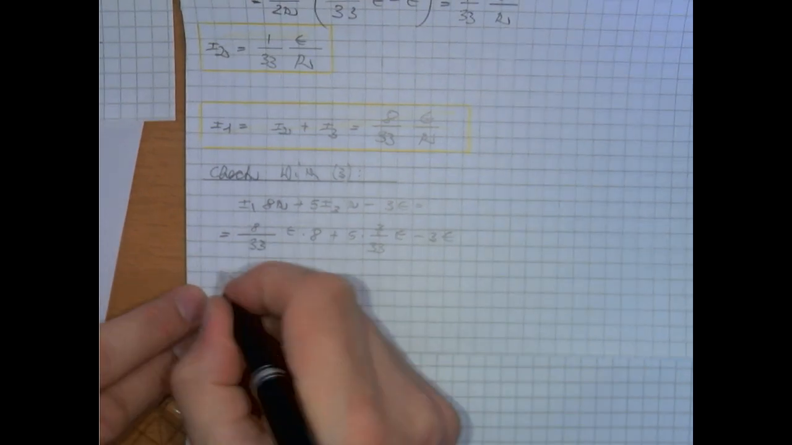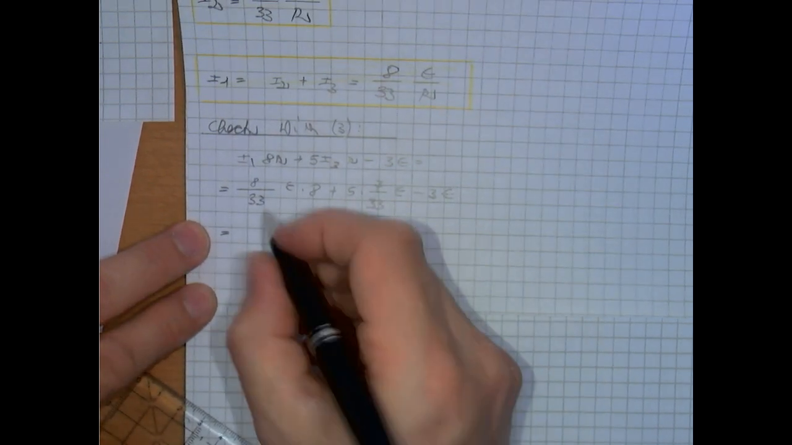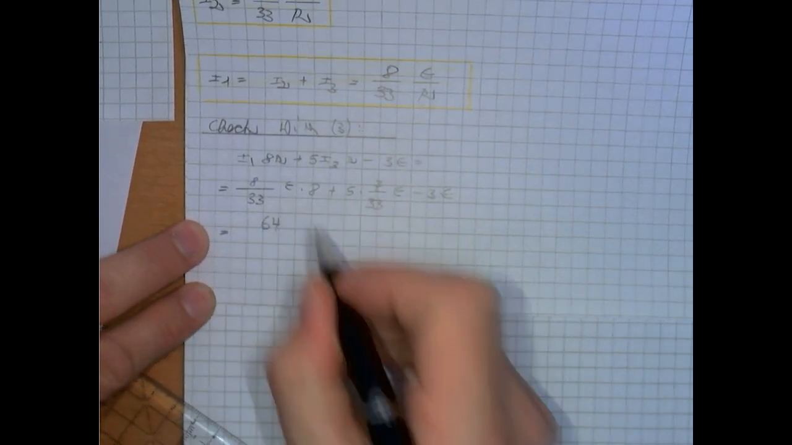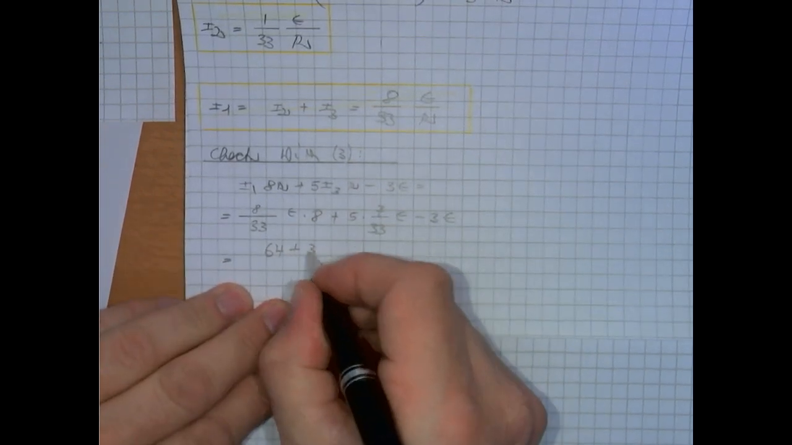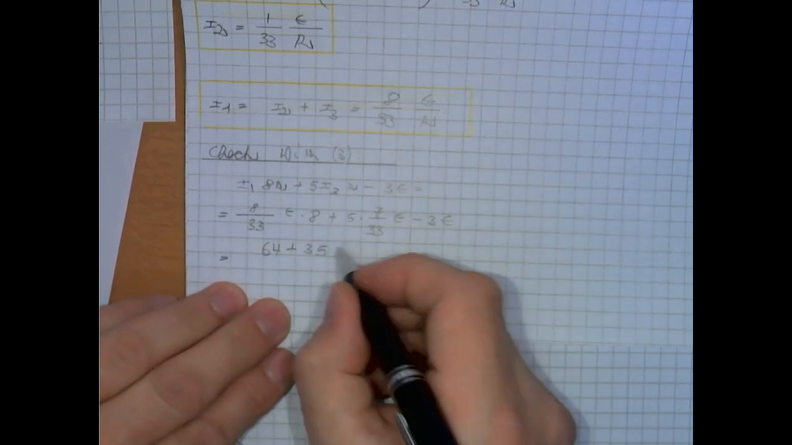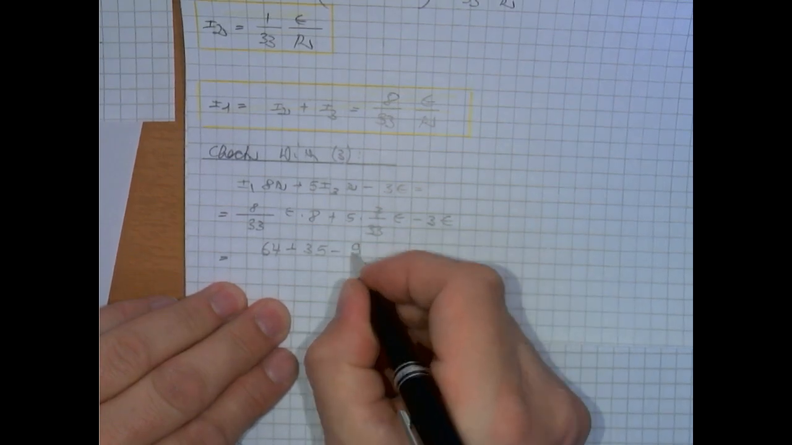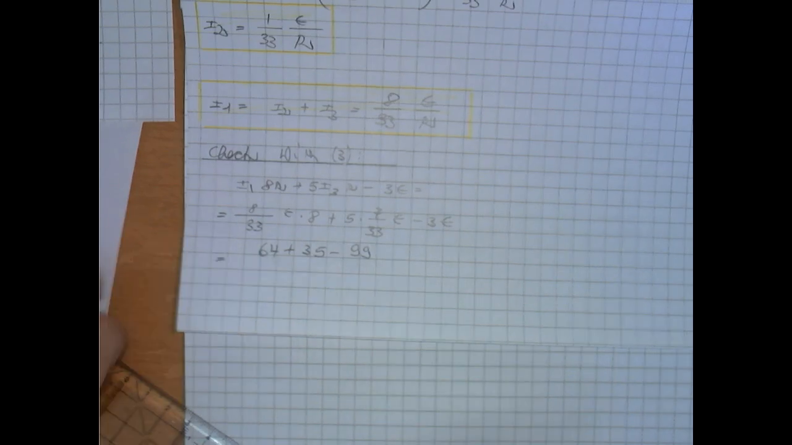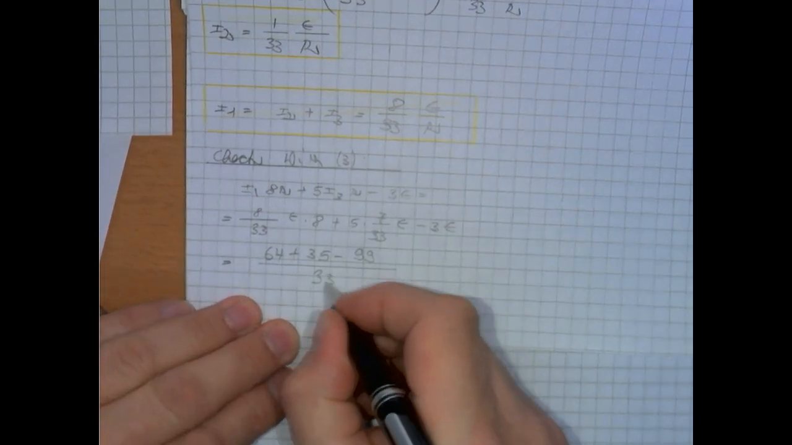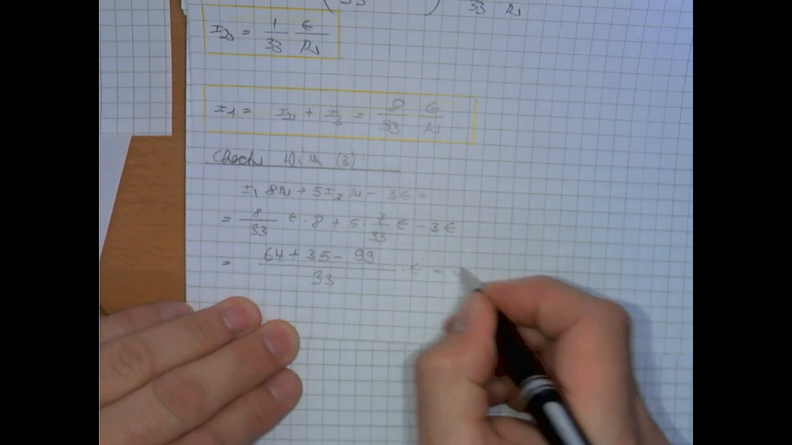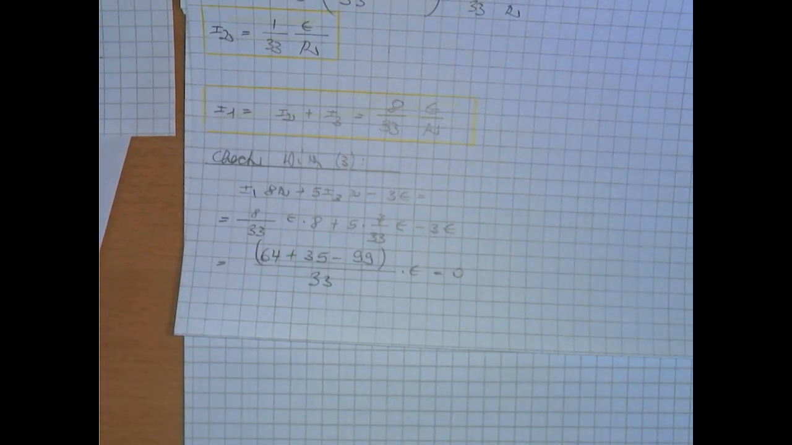So what is this? 8 times 8 is 64. You have 64 plus 35 minus, the common denominator is 99. And indeed, 35 plus 64 is 99. So this is over 33 epsilon, and this is indeed 0. Good. All right, so that concludes this problem.